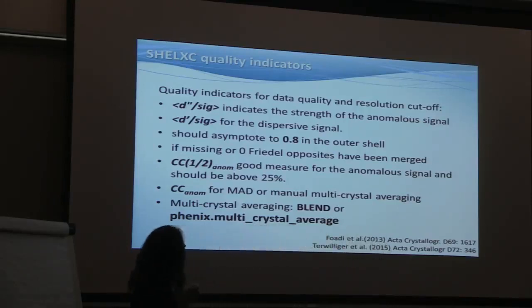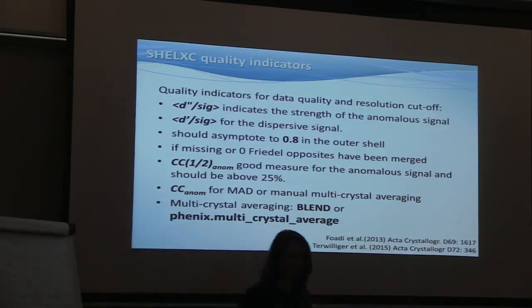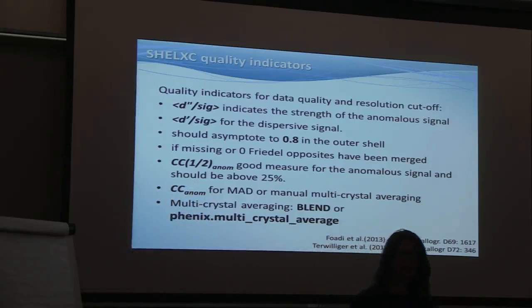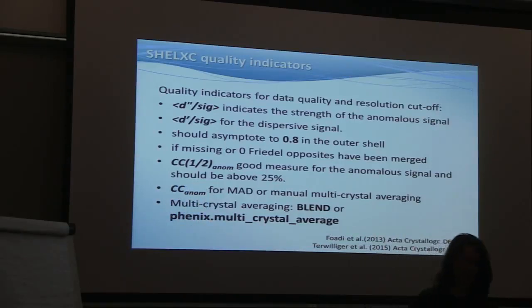Then you get CC half anom. So correlation coefficients in crystallography are usually Pearson's correlation coefficients, and they give you how well data from something agrees with data from something else. Since you're not always having something else, in particular not in a SAD experiment where you only have one data set, there is something called CC half or self-correlation coefficient.